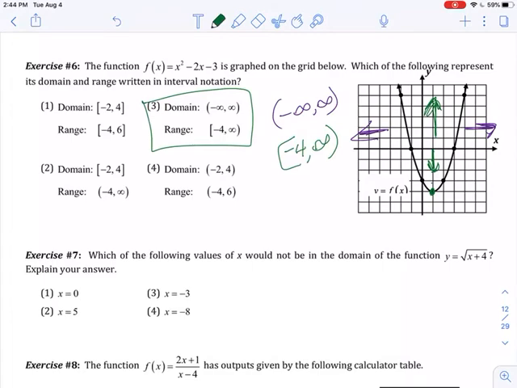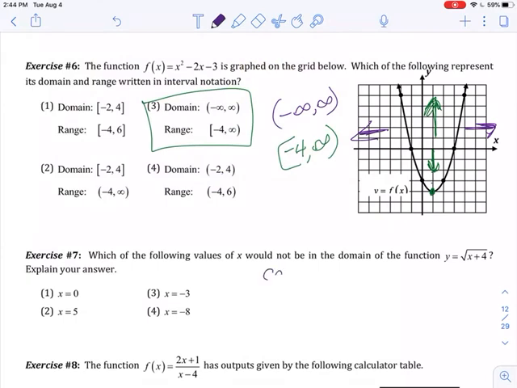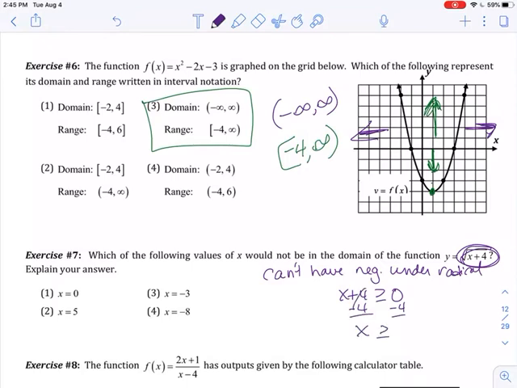Which of the following values of x would not be in the domain of the function y equals the square root of x plus 4? So remember, when I have a radical, you can't have a negative under the radical. Okay, so I'm going to take that expression under the radical, x plus 4, and set it greater than or equal to 0. It's okay if it's 0, but it cannot be less than, it can't be negative. And I'm just going to solve for x. So x is greater than or equal to -4.